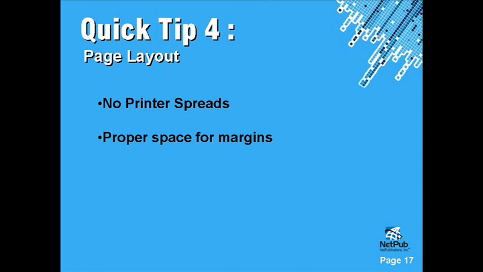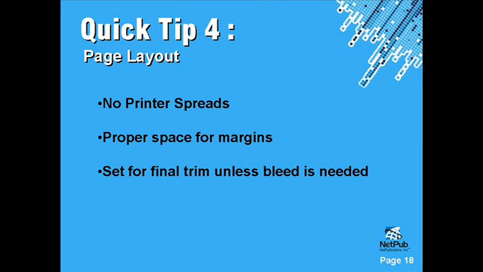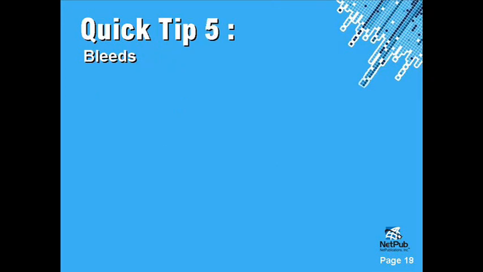Drill holes for wire hole or 3-hole drill should be 3/16 from the spine, and all live matter should be at least 1/8 from those drill holes. The document should also be set to final trim size, except if your document does include bleed, which brings us to our next point. Tip 5, bleeds.